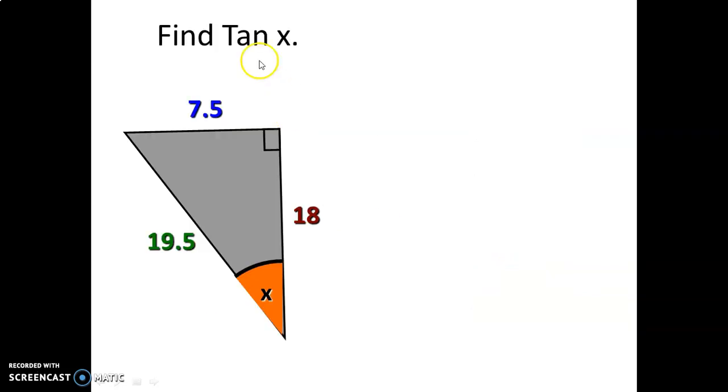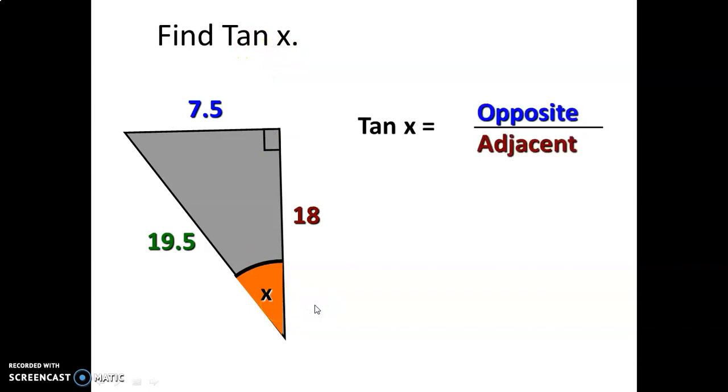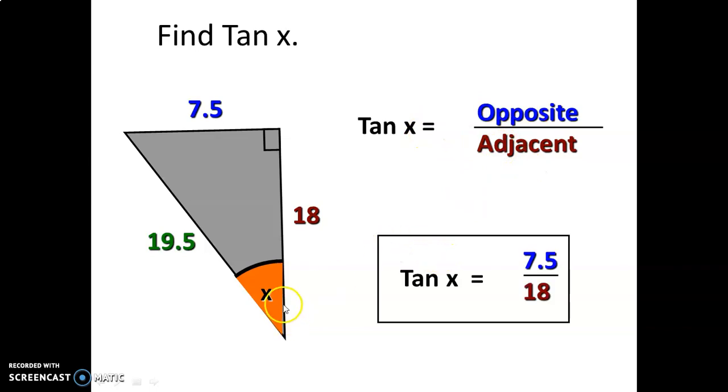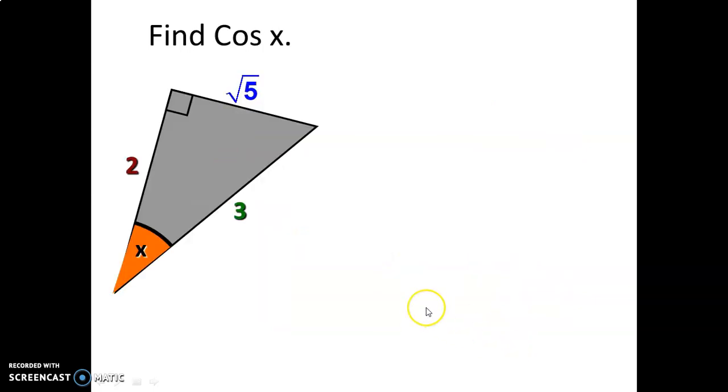In this triangle, find tangent of angle X. Tangent is opposite over adjacent, TOA, therefore we have from X opposite over adjacent, 7.5 over 18. Find the cosine of X in this triangle.